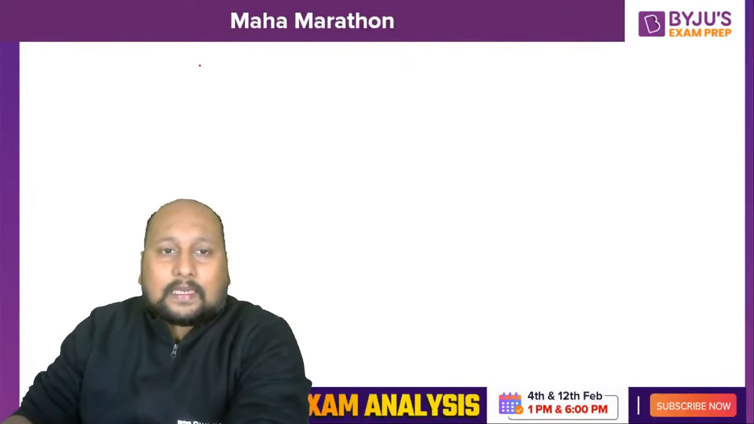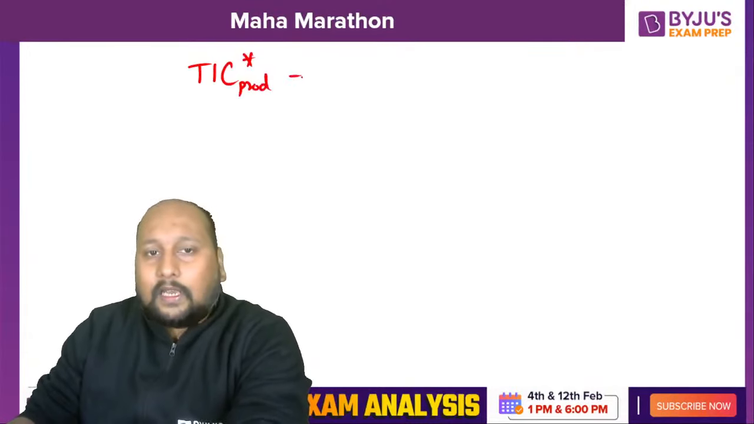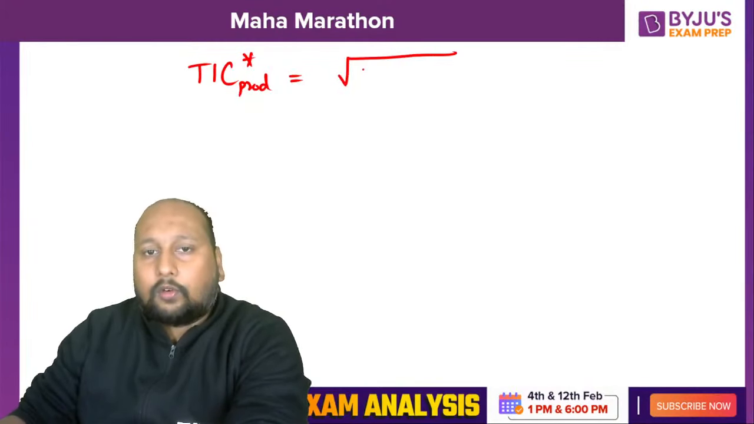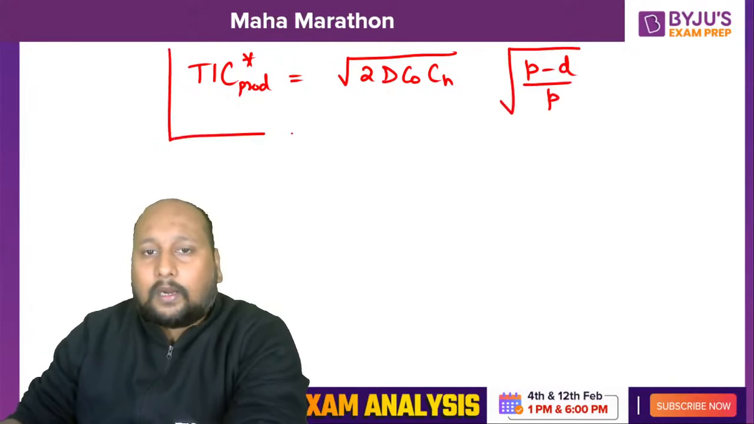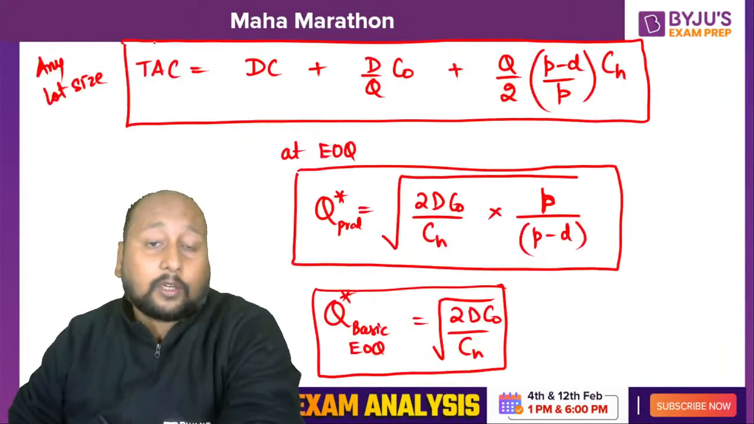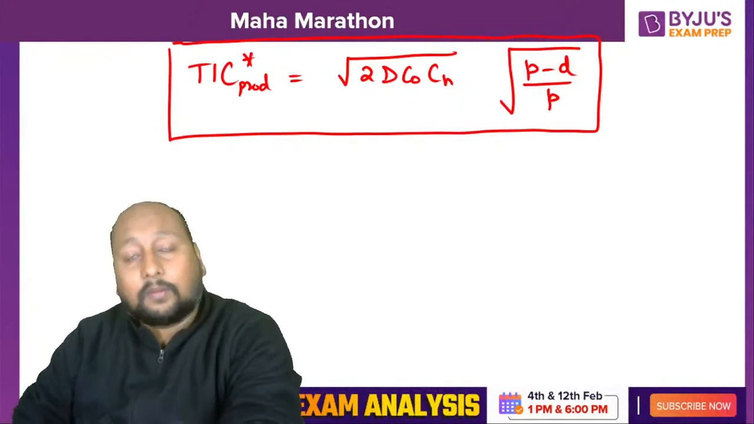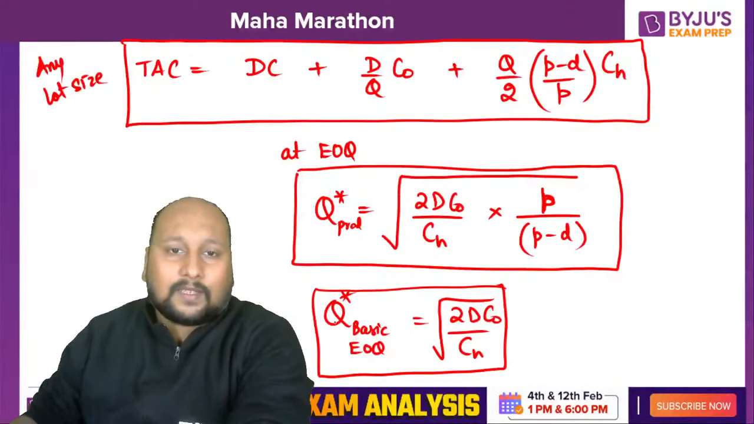So from here I can say the total inventory cost at EOQ for the production based model is equal to root of 2 capital D CO CH into P minus D by P, root of this, because we need to multiply with a factor which is less than 1, because the total inventory cost for production based model will be less than that of the basic EOQ. Right. So we have found out some formulation for a production based model.